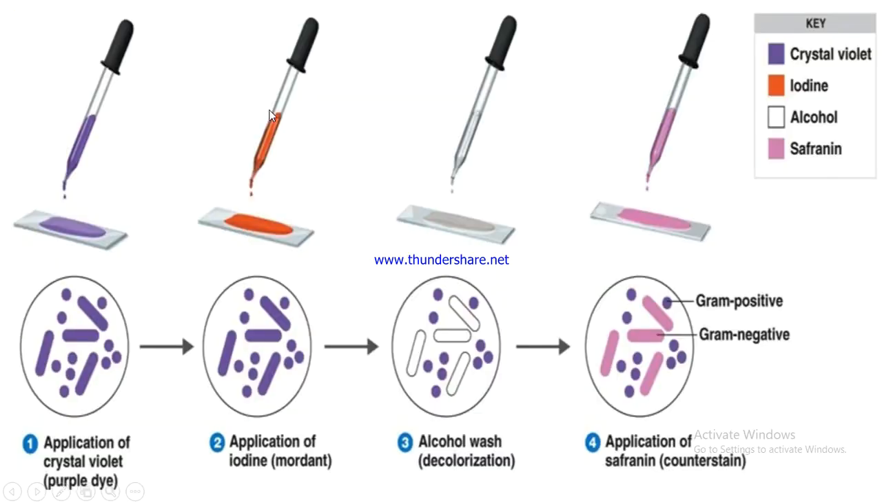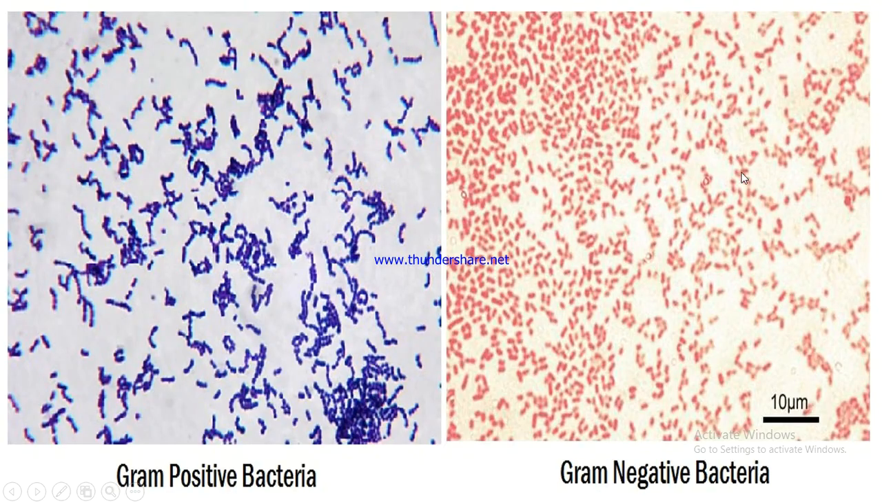This is the diagrammatic view of the gram staining process. You have to keep the glass slide at an angle of 45° when you add the different dyes and chemicals on the glass slide. The bacteria which you will see in the microscope will appear somewhat like this. The gram positive bacteria will appear like this, purple in color, and gram negative bacteria red or pink in color.